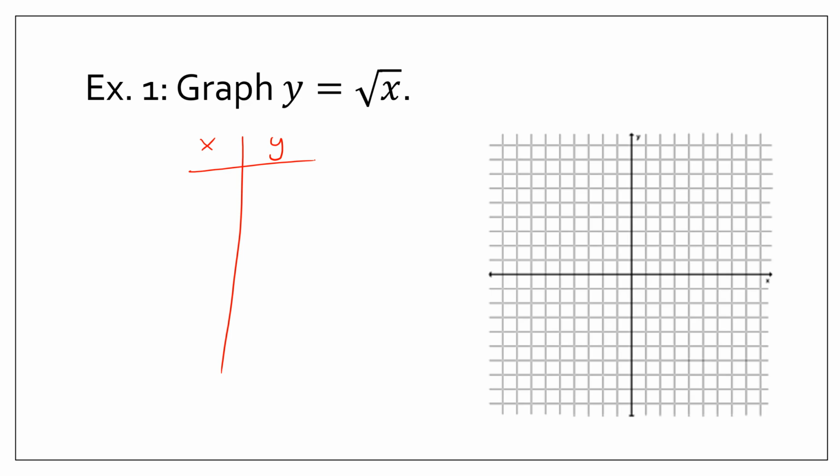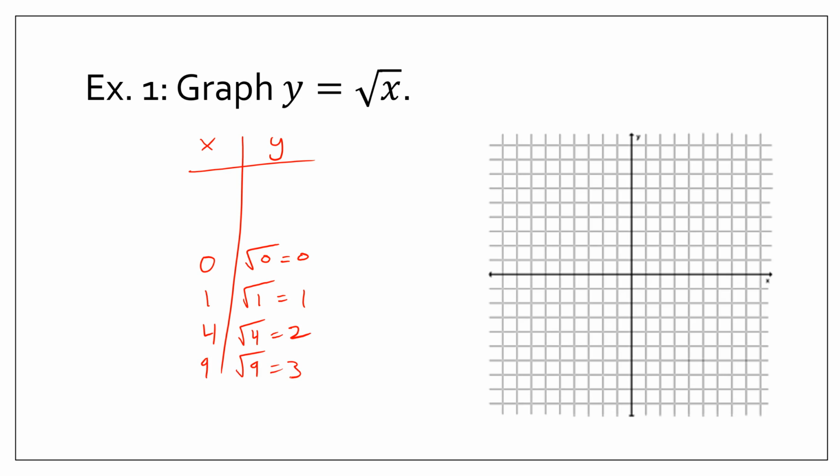Now, let's think about some nice x's that I can plug in. First of all, 0, very nice x that I can plug in. Square root of 0 is 0. 1, a nice x. Square root of 1 is 1. Probably the next nice one would be 4, right? And then I could also do 9.